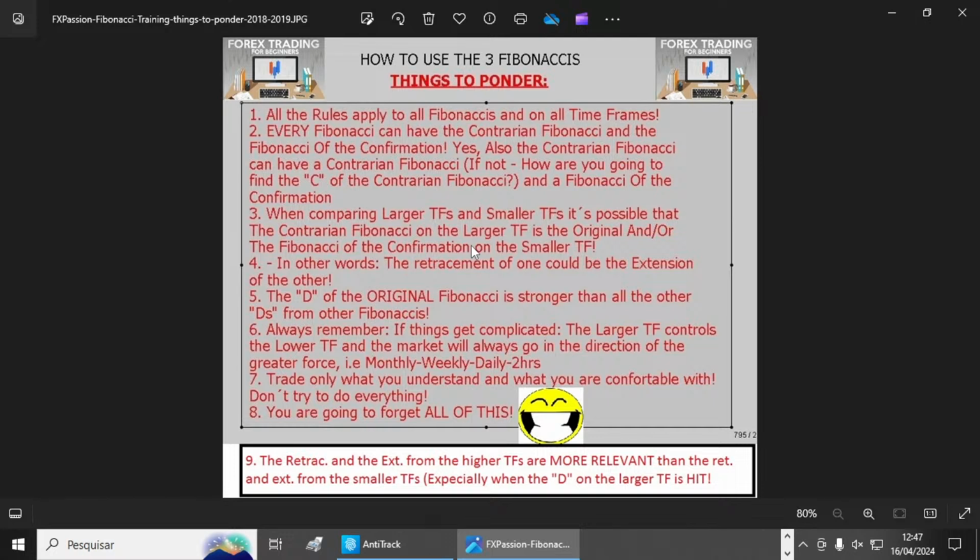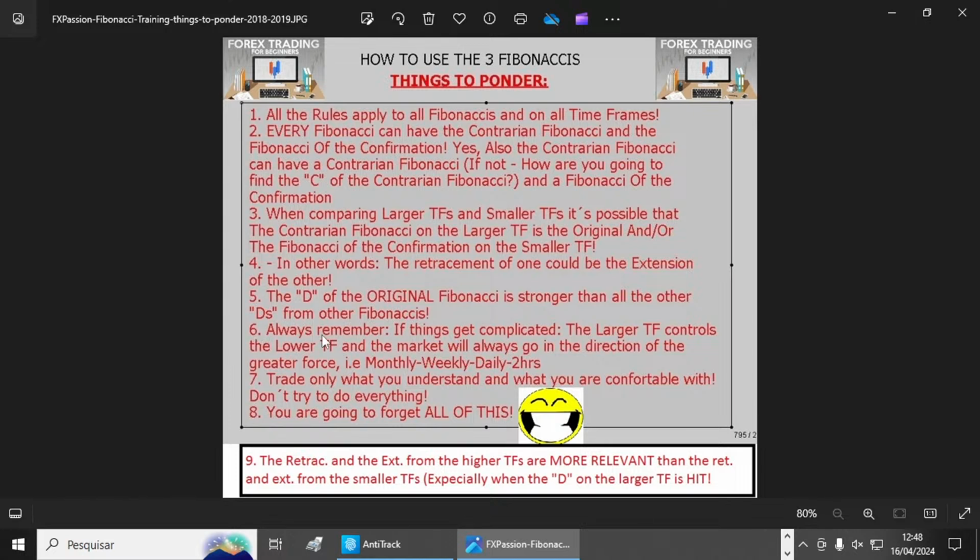We've seen this on Euro AUD. The contrarian on the weekly is up, and the original on the daily is up. Strictly follow the rules, yes? In other words, the retracement of one could be the extension of the other. The D of the original Fibonacci is stronger than all other Ds from other Fibonaccis. This is what we were talking about 30 seconds ago.